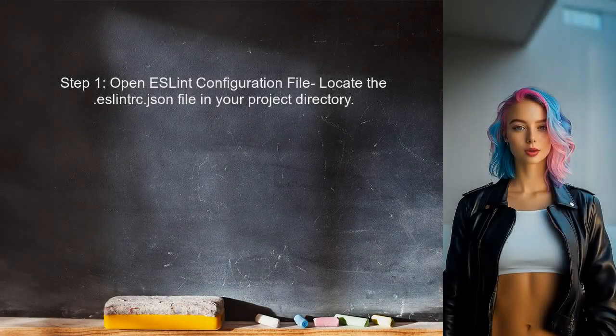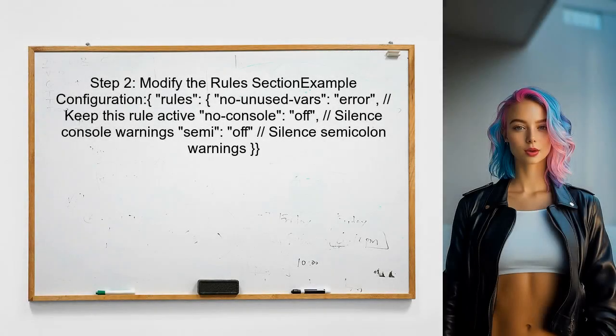To configure ESLint to only show fatal errors, the user should start by opening their ESLint configuration file, typically named .eslintrc.json. Next, the user needs to modify the rules section of the configuration file. They should set the severity of all rules to off, except for the rules they want to keep active.